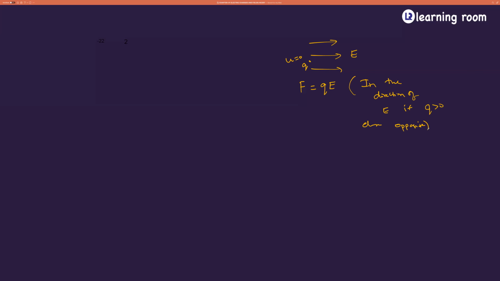Means if the charge is negative, it will experience a force in the opposite direction. Okay, that is fine. Next thing is, I can give a velocity to this particle. If I give velocity to this particle, what will happen? It will still experience a force either in the direction of the electric field or in the direction opposite to the electric field. Right? How did I give the velocity here? I gave the velocity along the electric field.